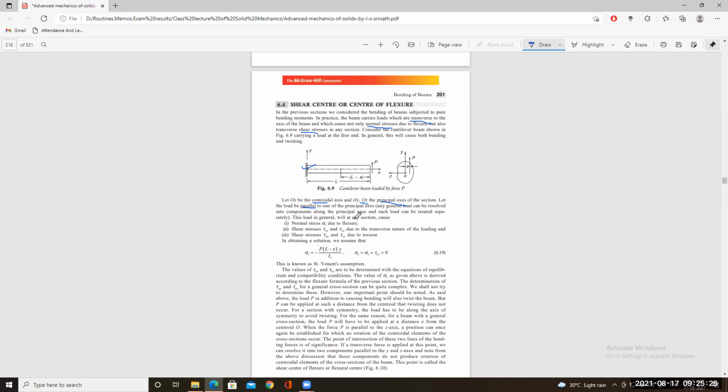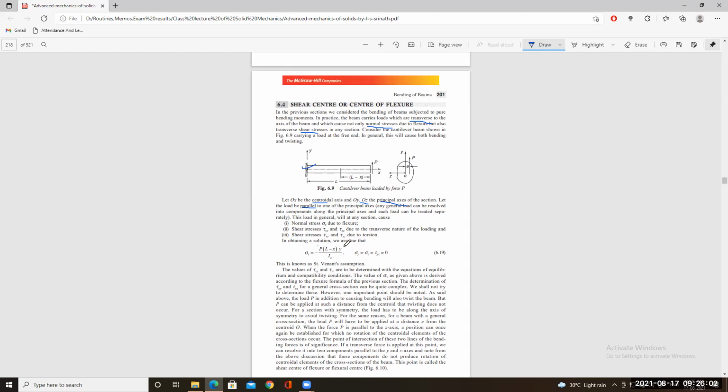So along the x-axis, one normal stress sigma x will be introduced. Shear stresses tau xy and tau xz: due to the transverse nature of loading, there will be tau xy, meaning the shear stress along the xy plane and the shear stress along the xz plane, but no shear stress along the yz plane itself, because both are along the principal stress. So tau xy and tau xz are due to the transverse nature of the loading, and there are also shear stresses tau xy and tau xz due to torsion itself.